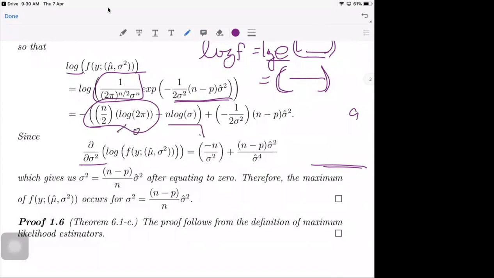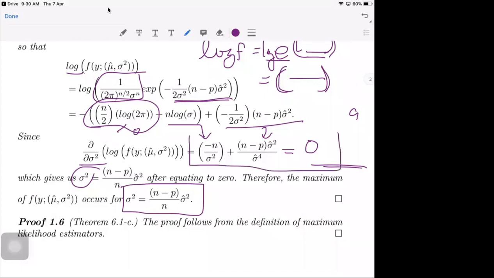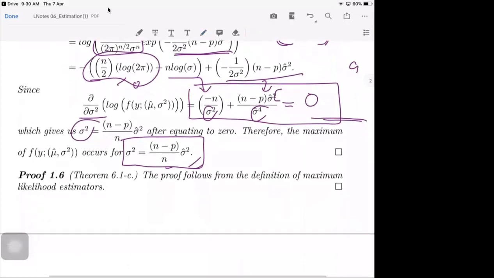So what remains is this, that is the derivative with respect to sigma square, and this is the derivative with respect to sigma square. And then you equate this to 0 and solve for sigma, and an estimate of sigma square will be equal to n minus p over n times sigma square. So you just isolate the terms here, sigma, and get the final answer.